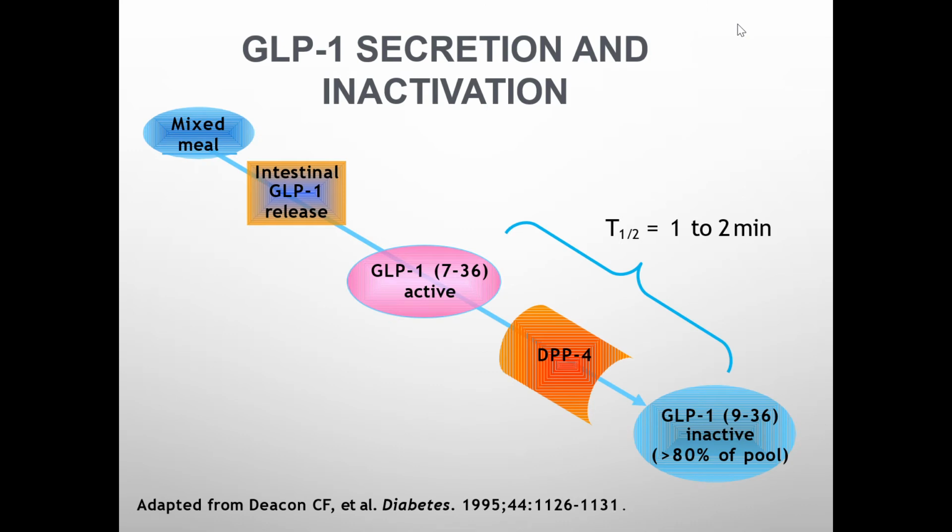Now this is how GLP-1 is secreted and inactivated. As we already discussed, GLP-1 is secreted by the L cells from the jejunum and the ileum. Then it is in active form. This active form of GLP-1 is converted into inactive form by the enzyme DPP4. This DPP4 converts the active GLP-1 to inactive form.